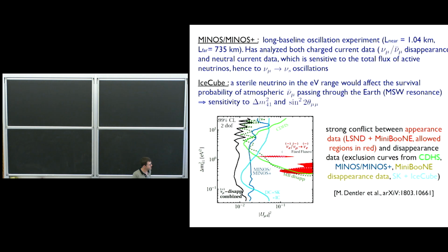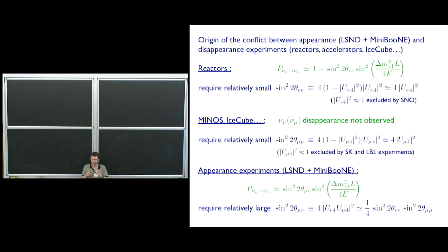Rather than commenting on this plot, let me try to explain in simple terms, with the simple formulas that we have written, why there is a contradiction between those different experiments. What is the origin of the conflict between the appearance data from LSND and MiniBooNE and the disappearance experiments? So the reactor ones for the nu_e sector and accelerator or IceCube for the nu_mu sector. So remember that in the reactor we have disappearance controlled by this formula, where sin squared 2 theta_e you can approximate by 4 |U_e4|^2.